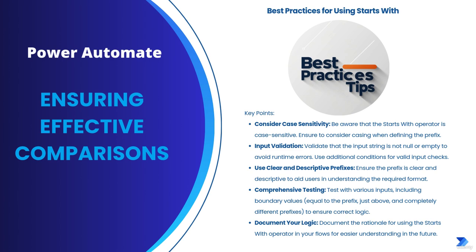Use clear and descriptive prefixes. Ensure that the prefix you are checking against is clear and descriptive. This aids users in understanding the required format for their input. Comprehensive testing. Test the condition with various inputs, including boundary values, for example, exactly equal to the prefix, just above the prefix, and completely different prefixes, to ensure the logic functions correctly.